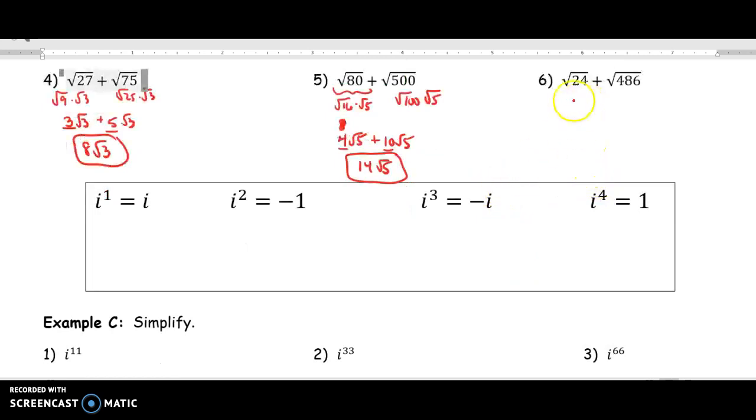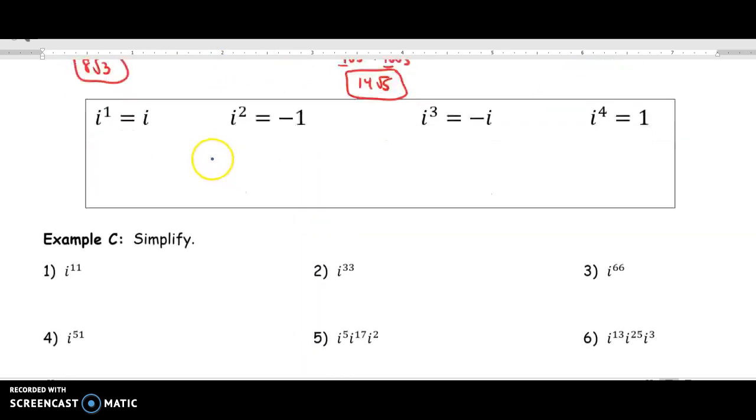Okay, and then the last one here, we know that's root 4 times root 6, so 2 root 6. Then 486, the next one is root 81 times root 6, and that would give you 9 root 6. But if you look at this now, these are not like radicals, so you cannot combine them any further. So you would leave your answer like this.